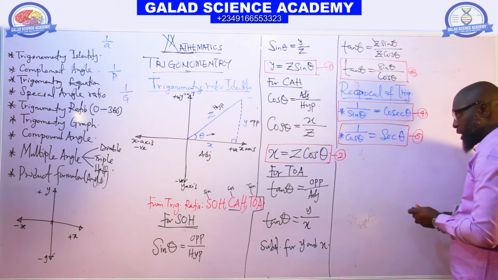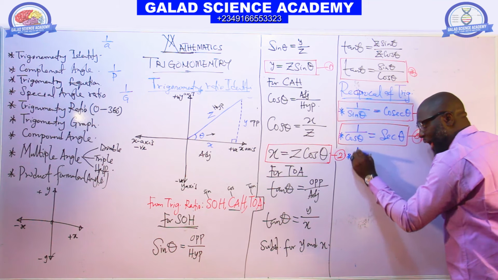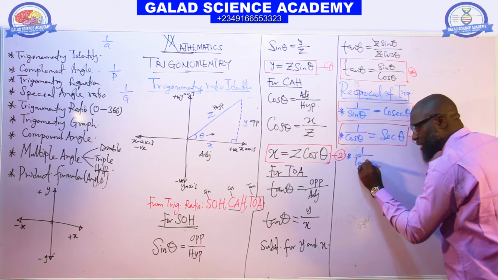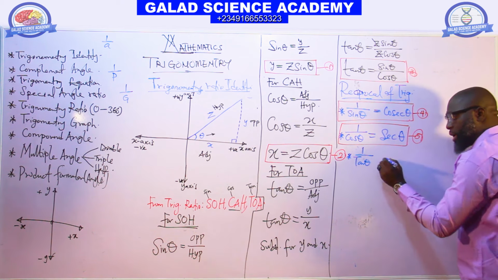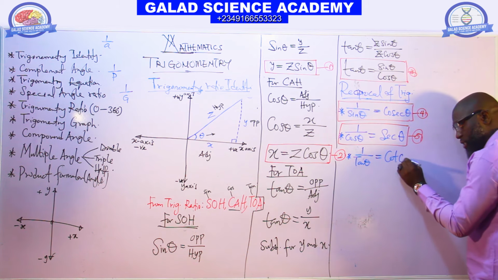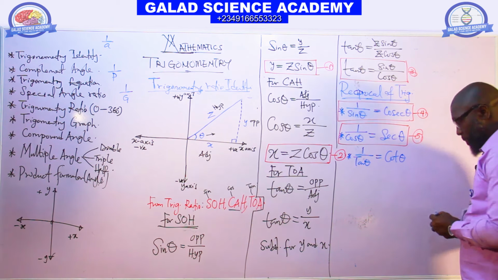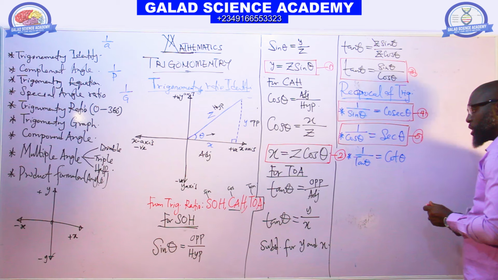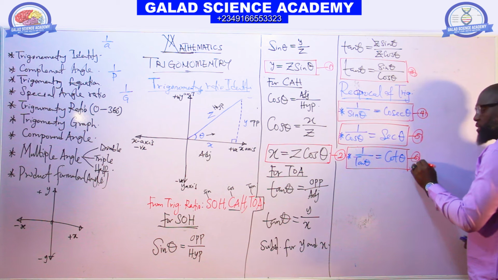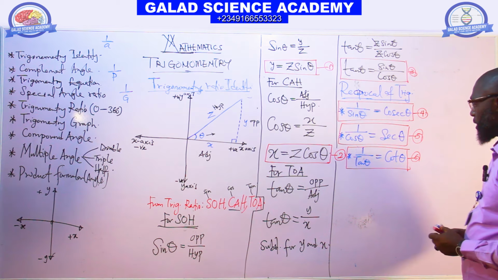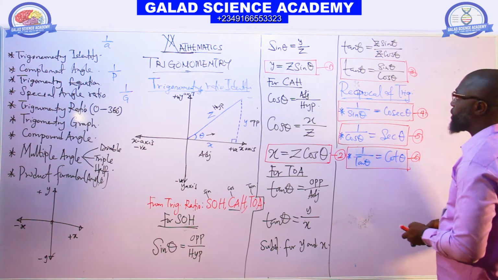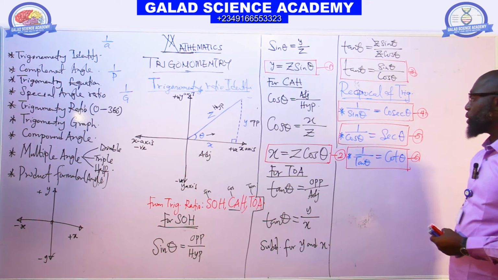And if we have the reciprocal of tan, it is 1 over tan theta. We get cot theta. The reciprocal of tan theta is cot theta. Call it equation 6.